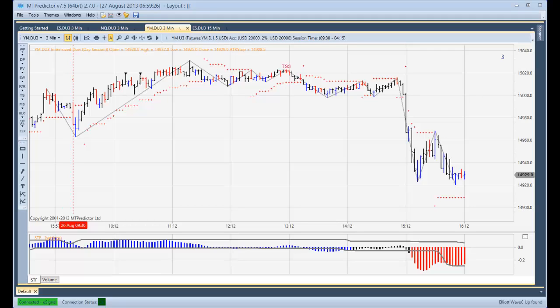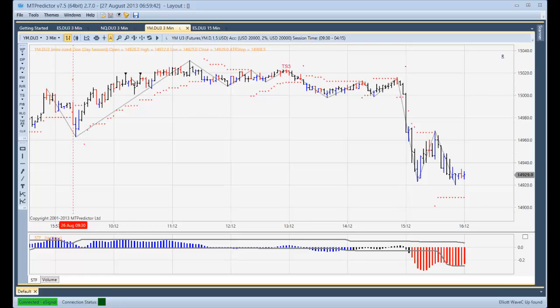In today's video I'd like to look at a great example of what I call our Holy Grail trade setup that unfolded on the YM yesterday. So let's have a look at a 3-minute chart of the YM. You can see there were a couple of trade setups here.